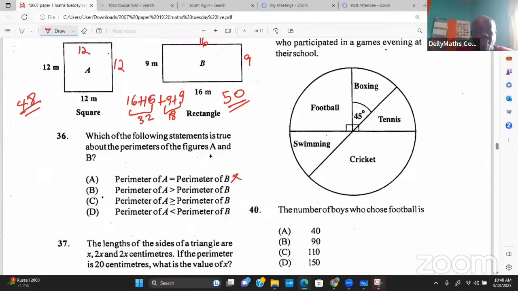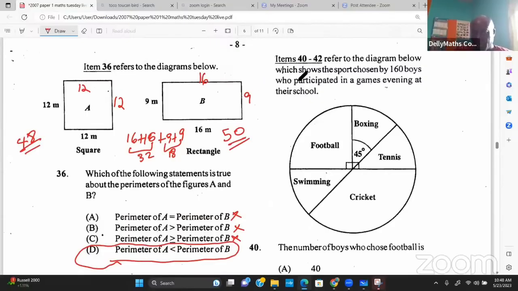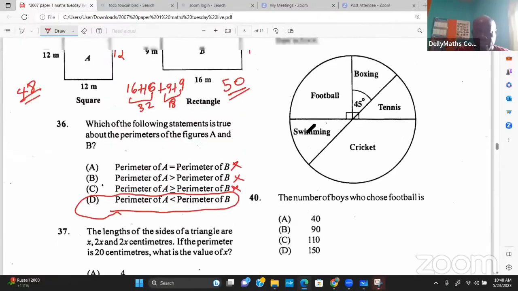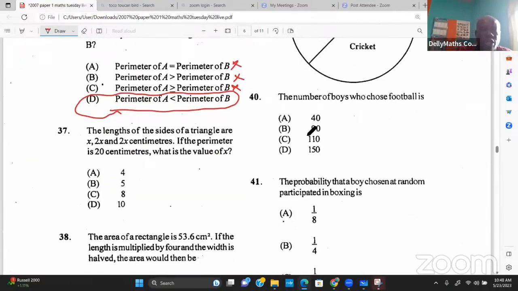They are not equal. Perimeter of A is greater, no. That's a false thing. Perimeter of A is greater or equal, no. But perimeter of A is smaller than B, yes. So the perimeter of A is smaller than that of B, and you pick that and you move. So you spend time to work out what you have to work out. Please look at what they're asking. All right, I'm gonna go to 37 and then I go back to 40. We're gonna go 40 to 42 after that. So 37. I might go 37, 38, 39 as well.